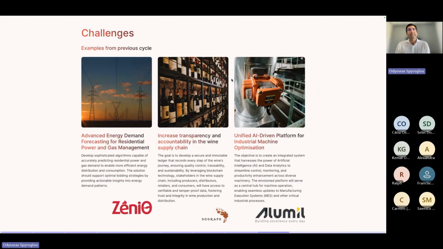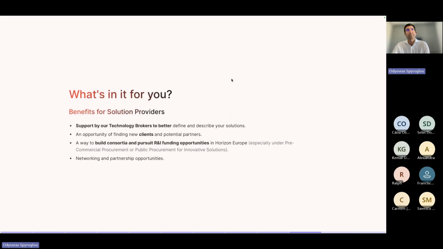Some examples from the past cycle involve Zenith and Talomil. These are big companies in Greece. Zenith is a power distributor, and Talomil is one of the biggest companies in the Balkans in aluminium. Grape is a winery, and you can see that they all had specific challenges. They described this challenge. We opened the floor to solution providers, and all of them managed to be matched with startups which are currently working with these companies to develop a solution.